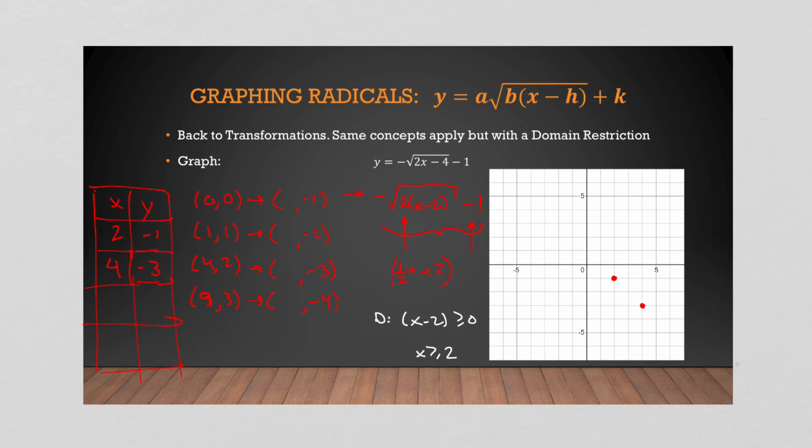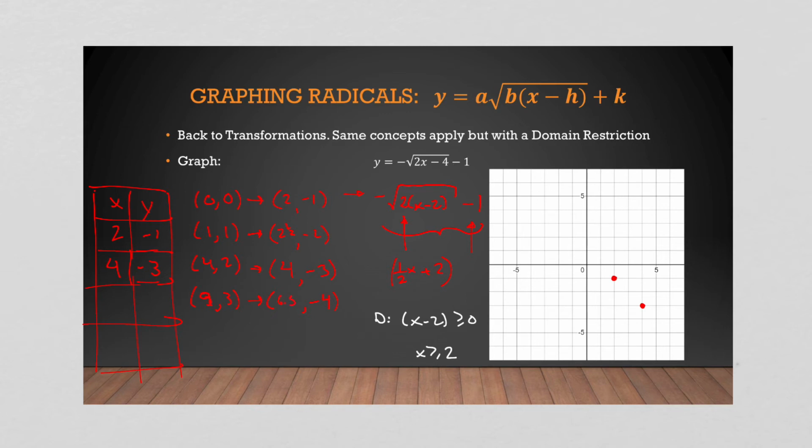So 0 times a half is 0, plus 2 is 2. 1 times a half is a half, plus 2 is 2 and a half. So I wouldn't plot that point because I don't like plotting fractions, but you still know it's there. 4 times a half is 2, and then plus 2 is 4. And then 9 times a half is 9 over 2, so 4 and a half. And then plus 2 is 6 and a half.